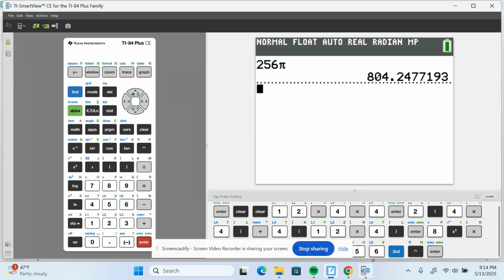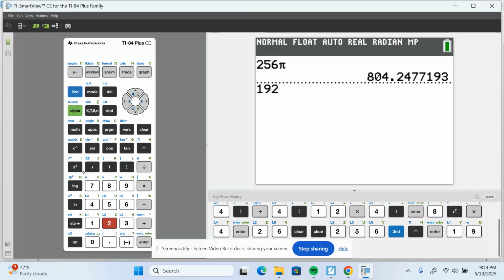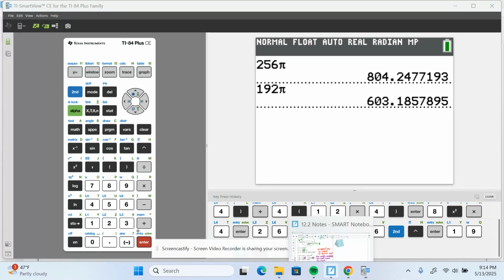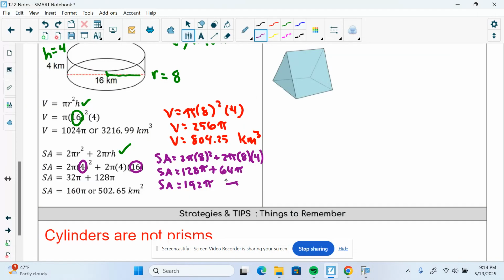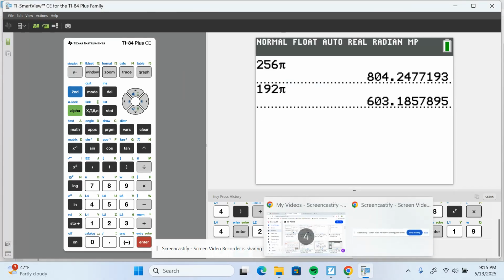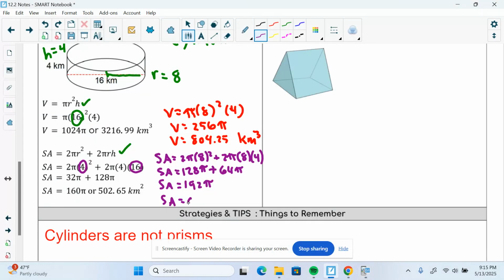And then I will grab my calculator. I'll do 192 times pi, 603.19. Okay, again, if I needed an exact answer in terms of pi, that's where I would stop right there. If I need a decimal approximation, I grab my calculator and I do 192 times pi on the calculator. What was that again? 603.19 square kilometers. Okay? And there's those questions in the notes.